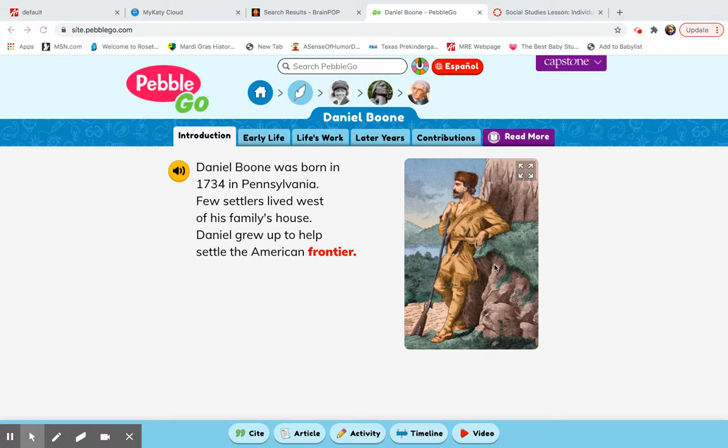We are going to learn about how different communities are today versus communities back then in the past in many different ways. And this week we're going to start by talking about some people from our past that helped shape the communities that we have today. Okay, so the first guy we're going to talk about is Daniel Boone.